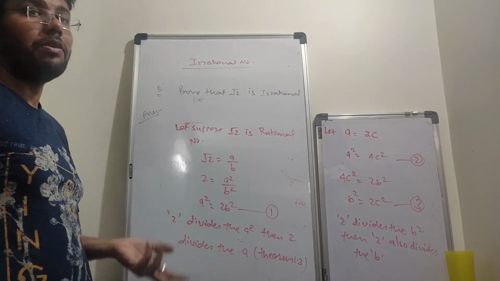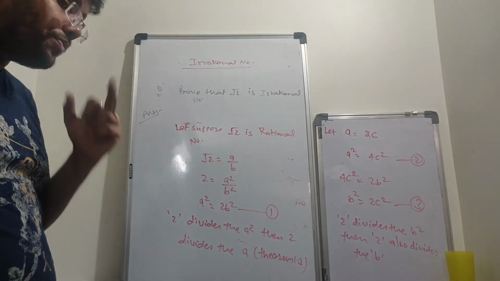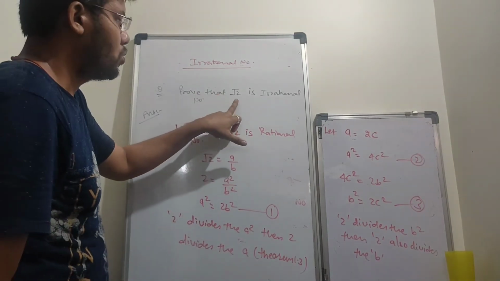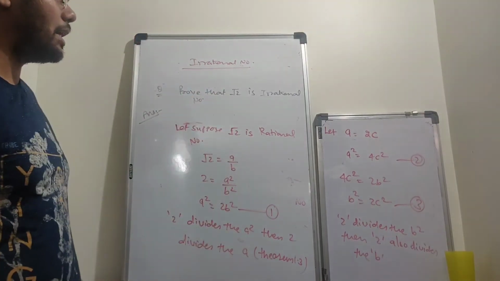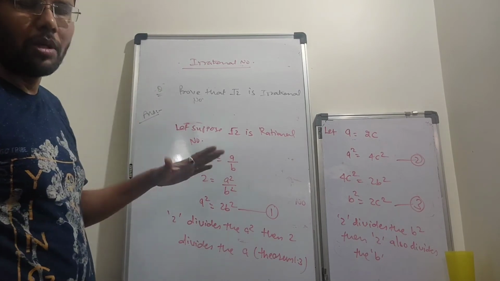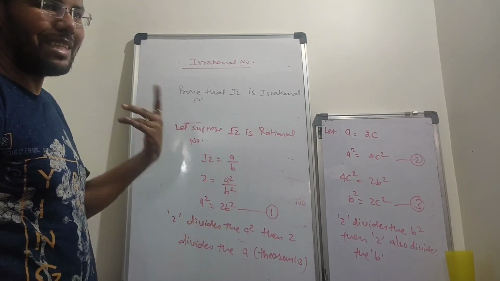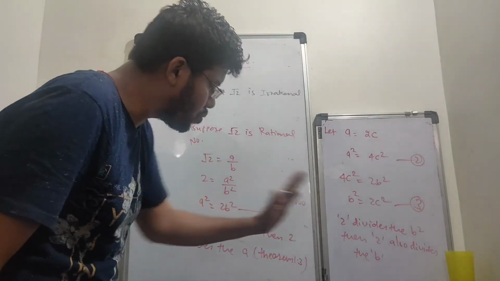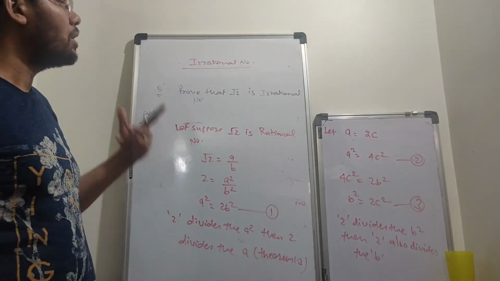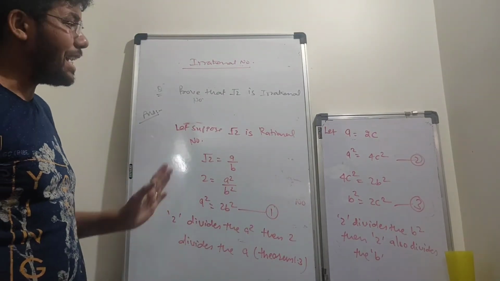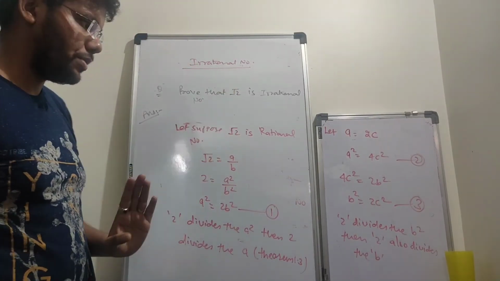But according to the definition of rational number, they have only one common factor. So the assumption we took in the starting, that root 2 is a rational number, is proved wrong. So this is called method of contradiction, and by concluding these two statements, we conclude that root 2 is an irrational number.